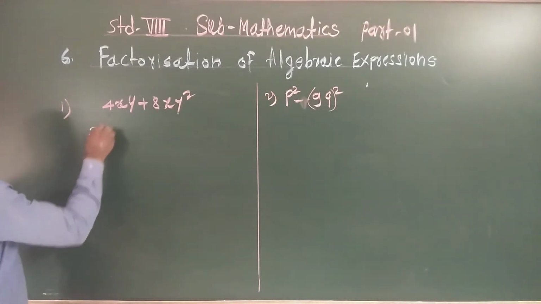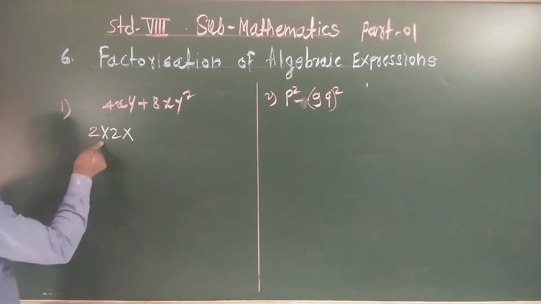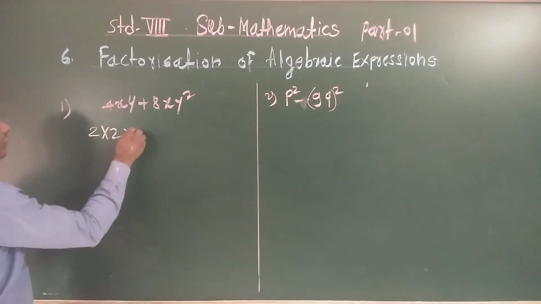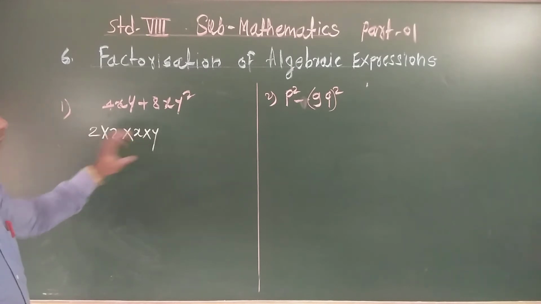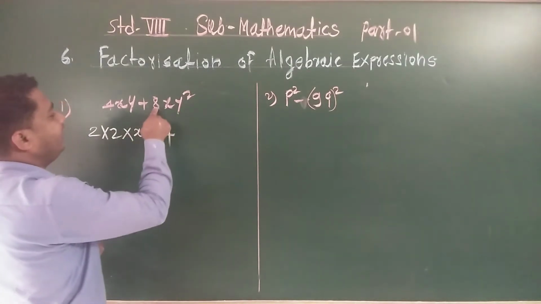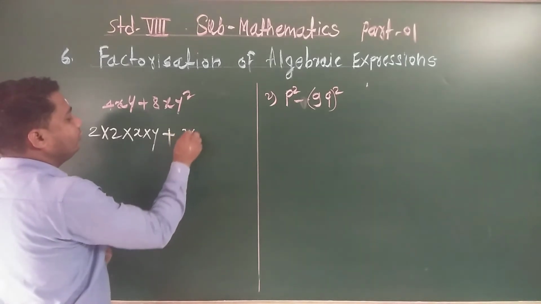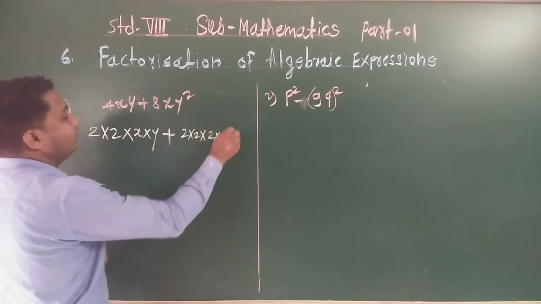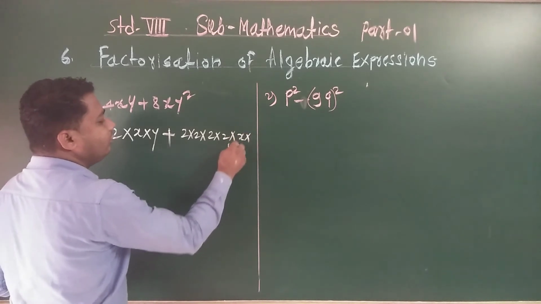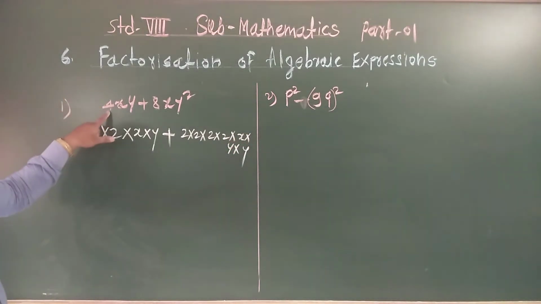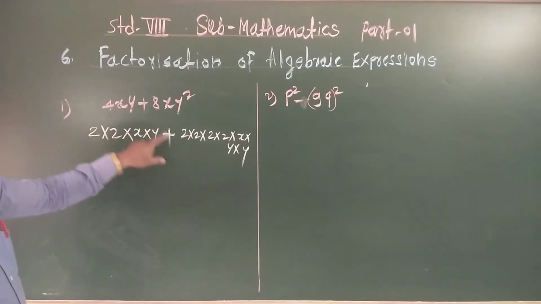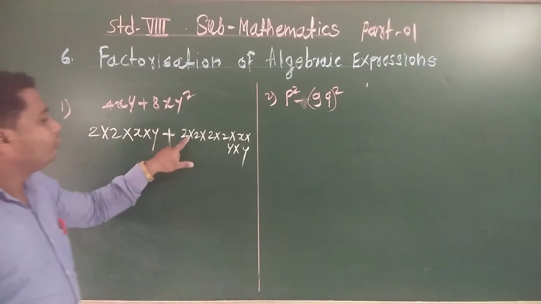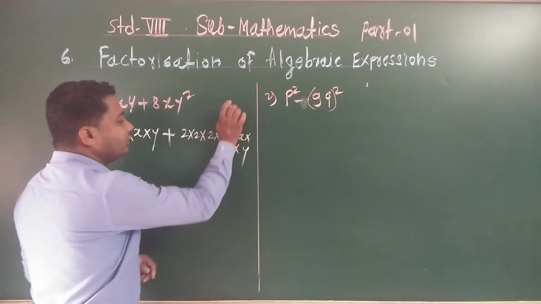So there is 2 into 2; that is the factor of 4, into x into y. So the factors of 4xy are 2 into 2 into x into y, plus 8, which is 2 into 2 into 2 into x into y into y. Here 4 has the factor 2 into 2, x is x, y is y, plus 8 has the factor 2 into 2 into 2. Sorry, so there are given only 2.